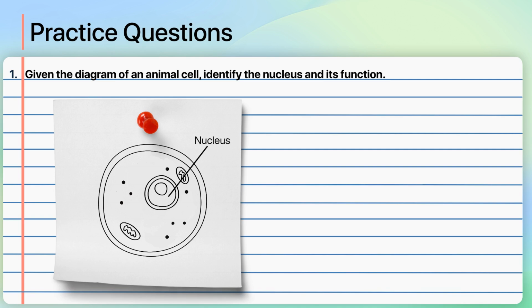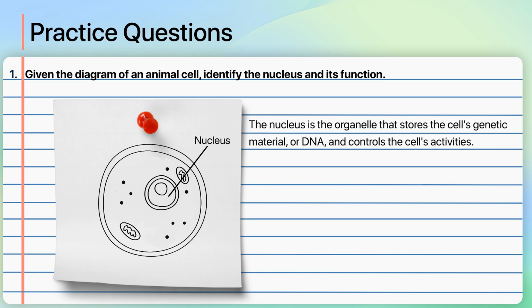The nucleus is the large central organelle that usually has a distinct boundary. It is often spherical or oval in shape. The nucleus is the organelle that stores the cell's genetic material, or DNA, and controls the cell's activities.